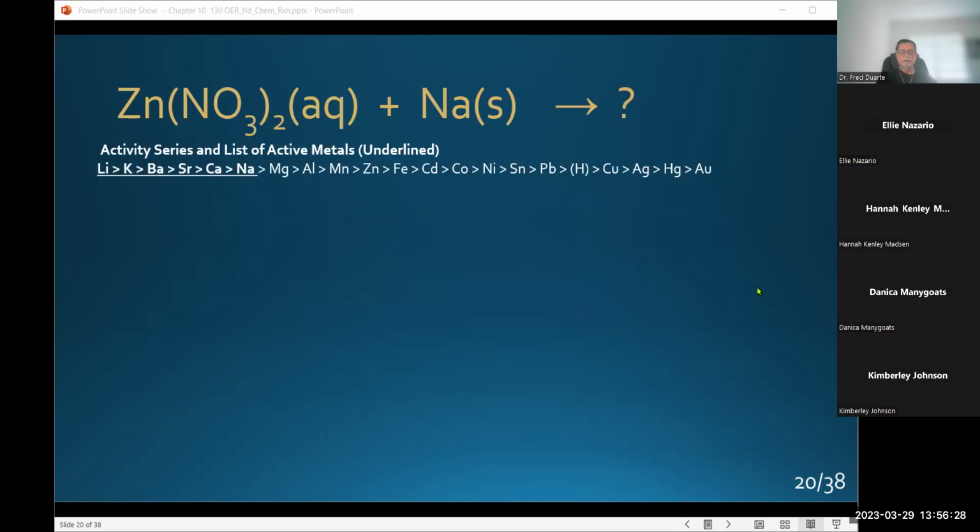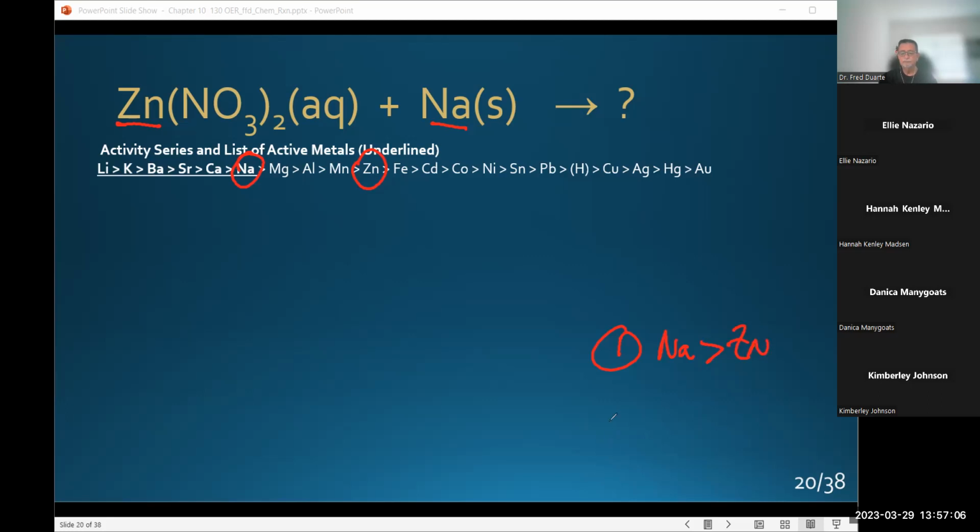All right. Let's take a look at this one here. Okay. Step number 1. We're going to compare the metals, regardless of whether they're in ionic form or not. We're just looking at the metals. We've got zinc here and we have sodium. Okay. So we go to the activity series and identify where they're at relative to each other. Here's sodium and here's zinc. So what we determine, number 1, is that sodium is more reactive than zinc.